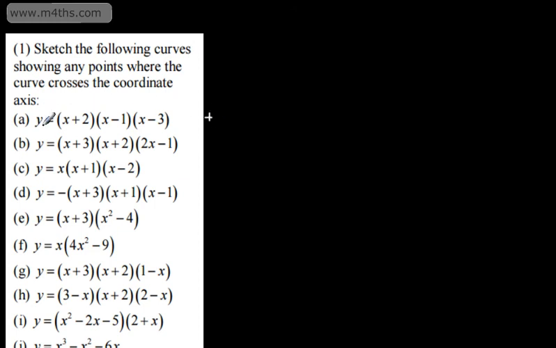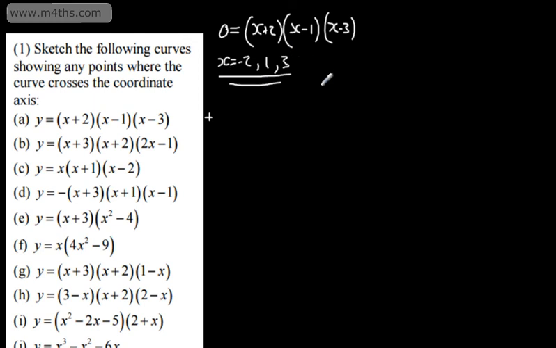If we consider now where y is equal to 0, we can solve for each of these linear factors. So if I write 0 is equal to x plus 2, x minus 1, and x minus 3, the roots or solutions are where this is equal to 0, or it crosses the x-axis. We're going to have x is equal to negative 2, 1, and 3. So that's all we need to do.